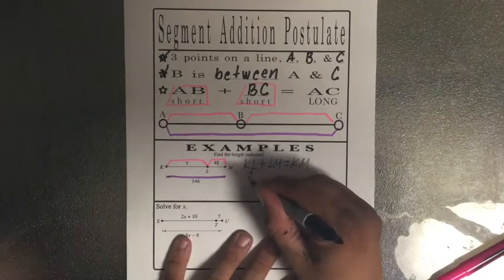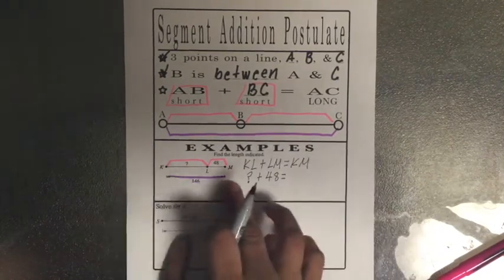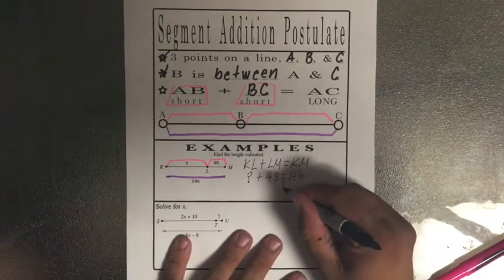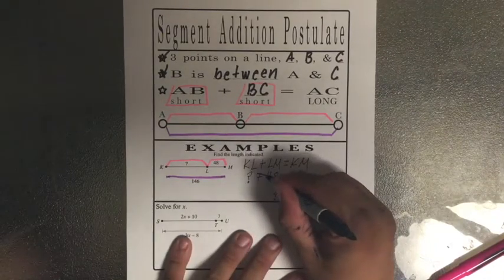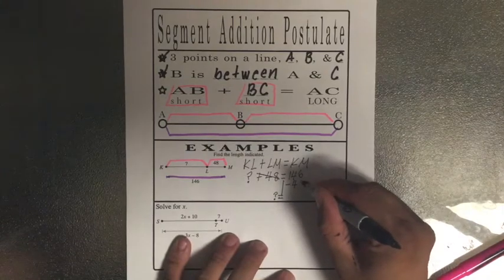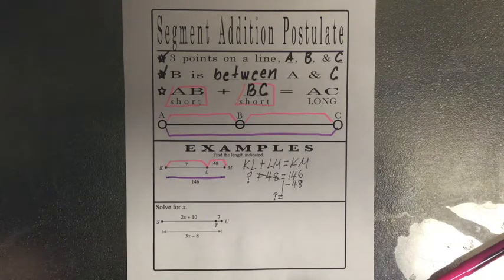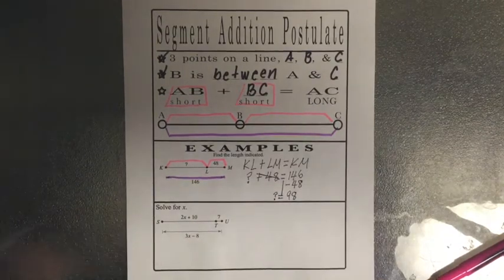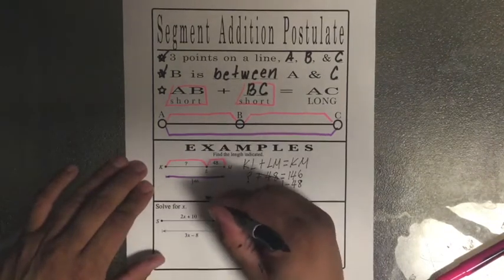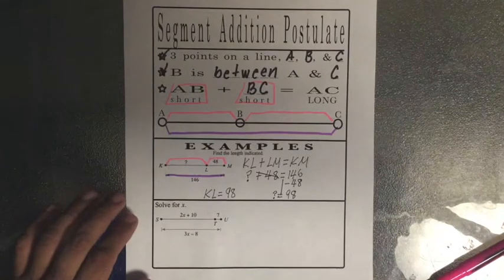From K to L is question mark. I don't know what that is. From L to M is 48. And from K to M is 146. My goal here is to get the question mark by itself. I see that positive 48 is with the question mark, so I cross out positive 48 and subtract 48 here. So 146 minus 48 is 98. So the missing length from K to L is 98. KL is equal to 98. There we go. From K to L is 98.